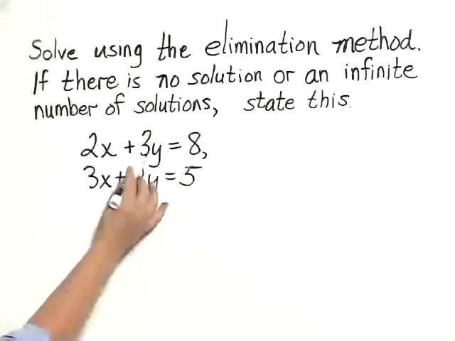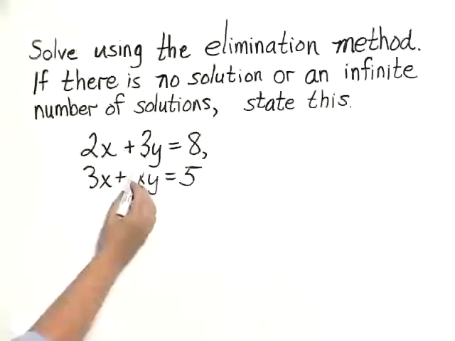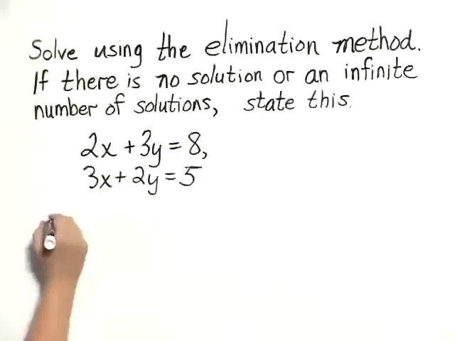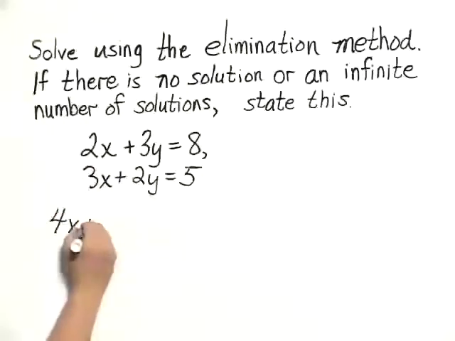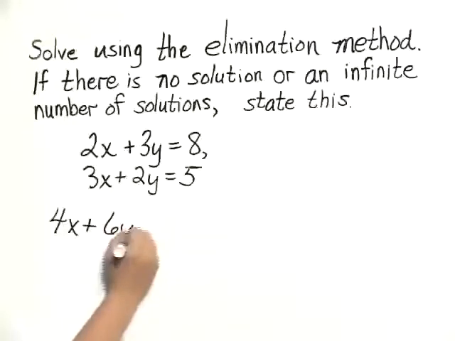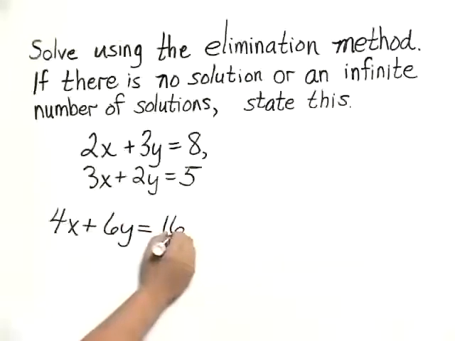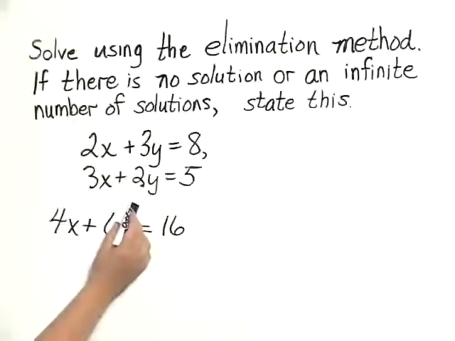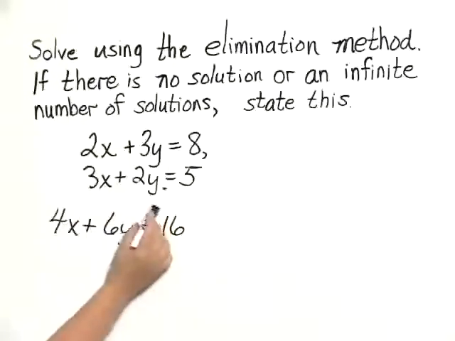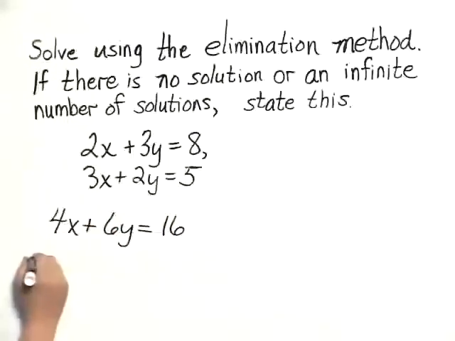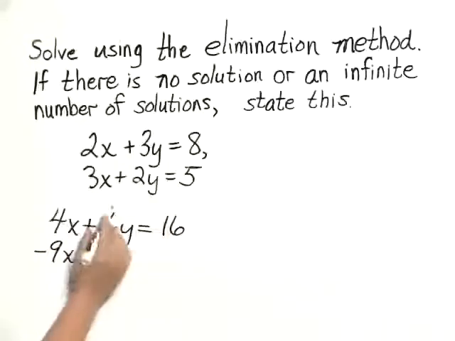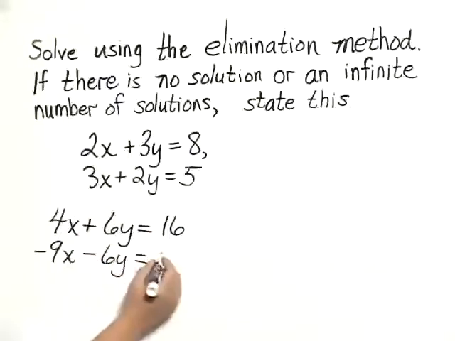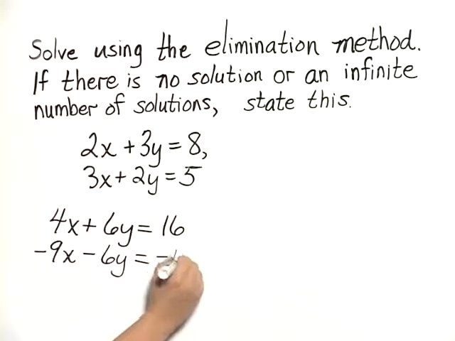I'll make the top one positive 6. So I need to multiply it by 2, which means I need to multiply everything in that equation by 2. So I have 4x plus 2 times 3y is 6y equals 2 times 8, which is 16. In the second equation, I want to make the coefficient of y negative 6, so I need to multiply everything by negative 3. Negative 3 times 3x is negative 9x. Negative 3 times 2y is negative 6y. And negative 3 times 5 is negative 15.